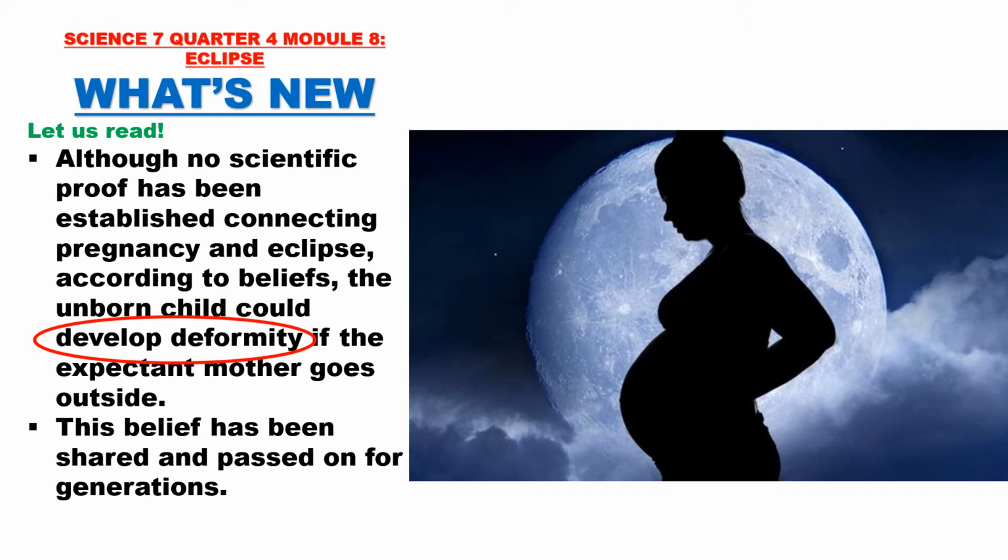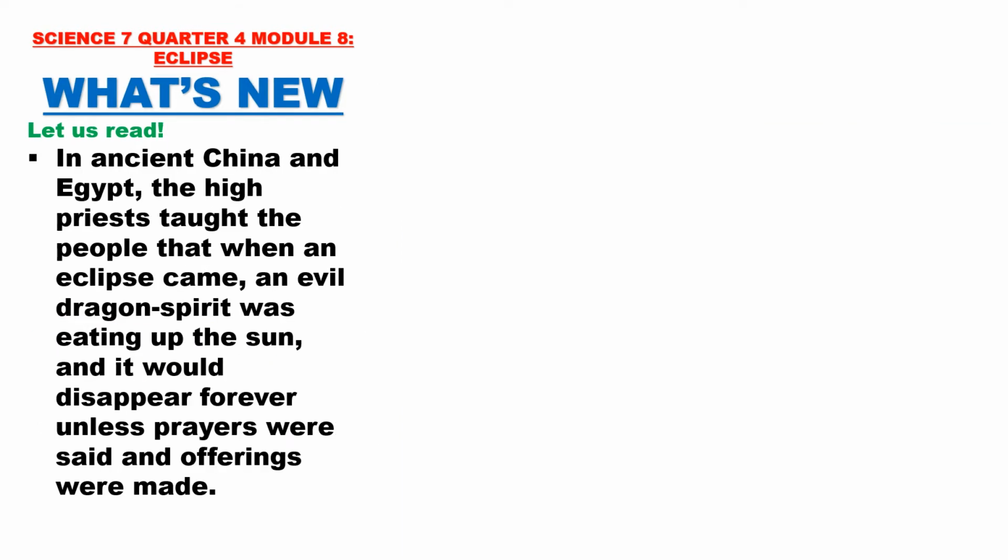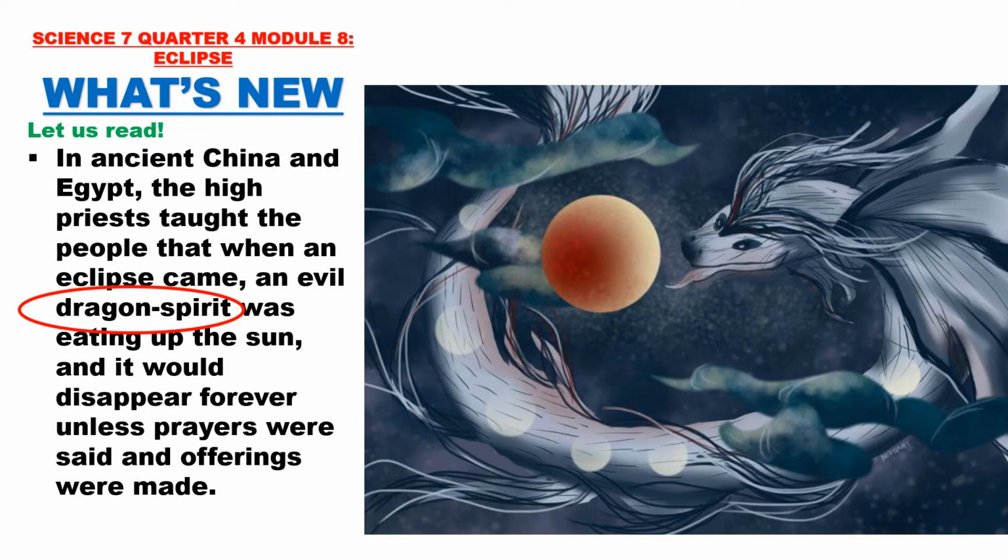If pregnant women go out of the house during a solar eclipse, or if the sun's rays during the event of eclipse fall on a pregnant woman's body, it will cause facial birth defects. This belief has been shared and passed on for generations. In ancient China and Egypt, the high priest taught the people that when an eclipse came, an evil dragon spirit was eating up the sun and it would disappear forever unless prayers were said and offerings were made.